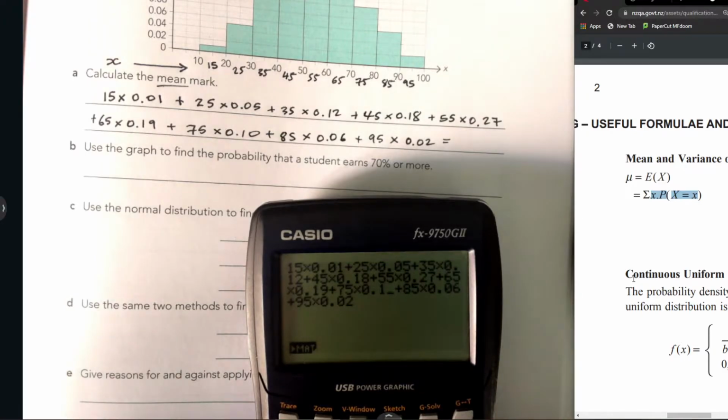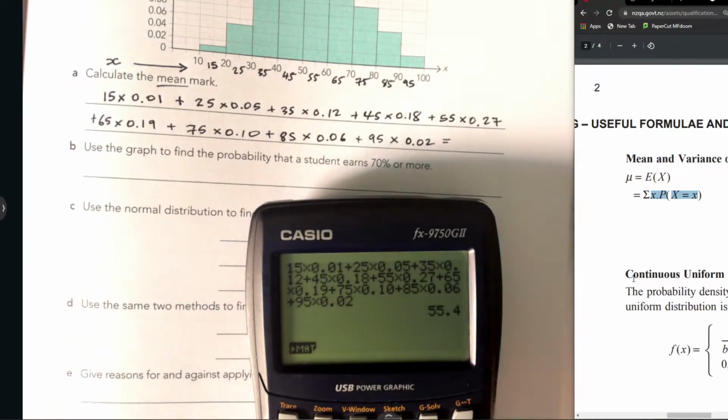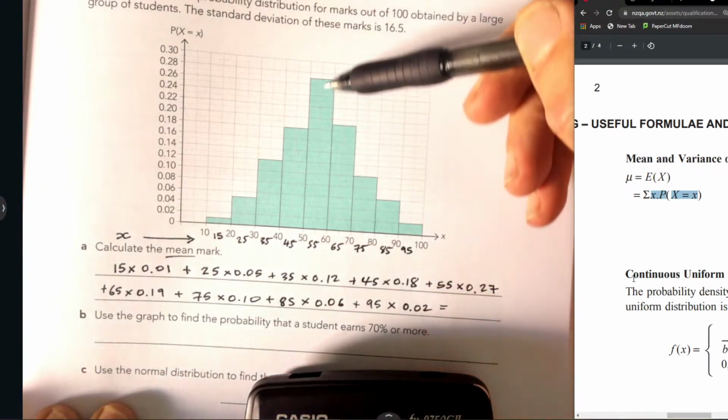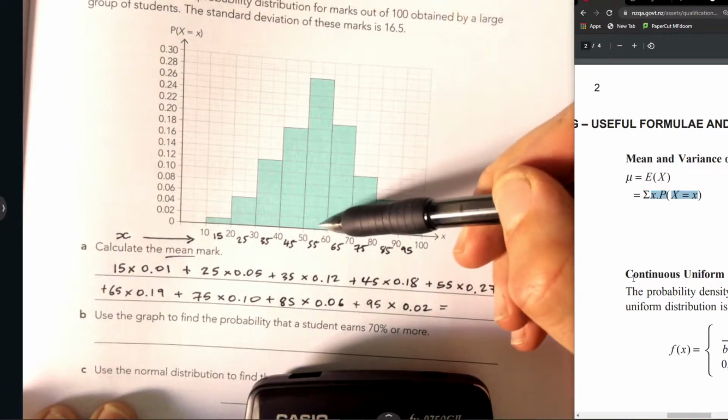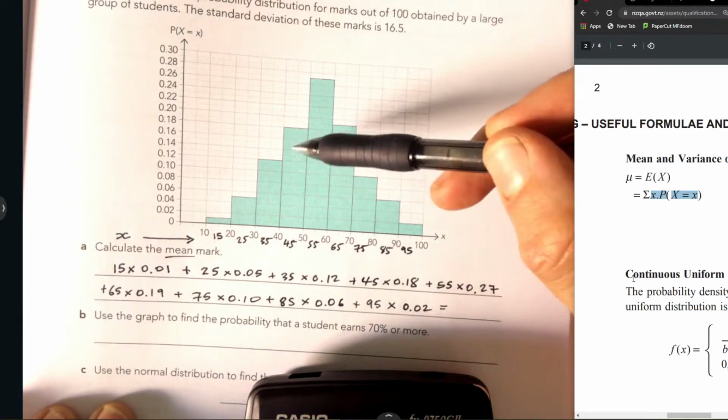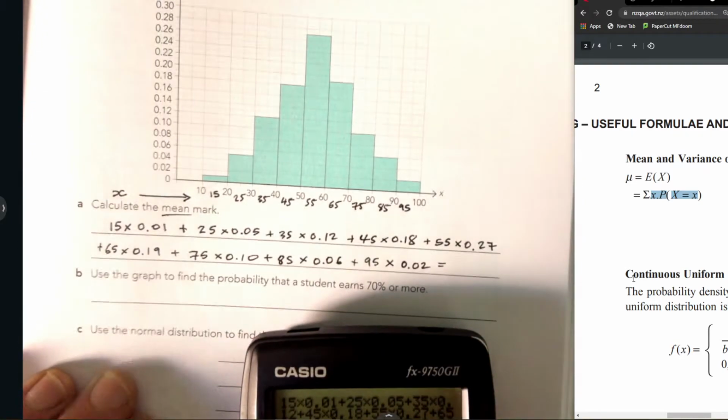No! What did I do wrong? Syntax error. 15 times that, plus 25 times that, plus 35 times that, plus 45 times that, plus 55 times... Oh, I got an extra decimal point here. 55.4. Does that make sense? That 55.4 is the mean? Yeah, because look at that. The highest point is right there, and that's 55.4, so that's around about there. And look at that, that one's a bit higher than that one. Yeah, makes sense to me.